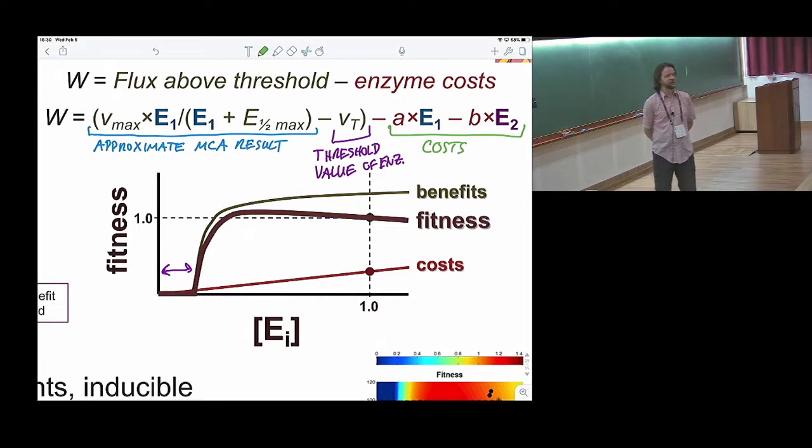There are 2 steps. They are both required. If you delete enzyme 2, they will not grow at all, yet I don't have enzyme 2 in the equation.